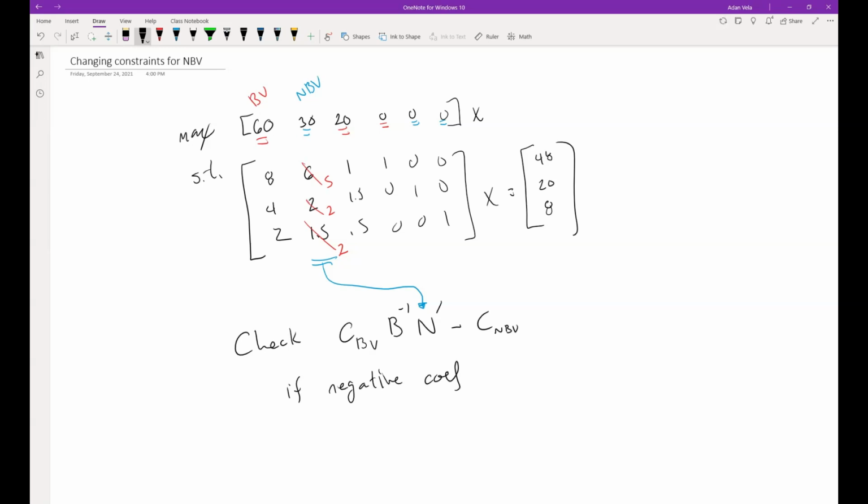It's a little bit harder to get nice clean equations for this because you're doing matrix multiplications of B inverse times n prime, but you can sort of do it if you wanted to, right? You could work through the same math that we did.